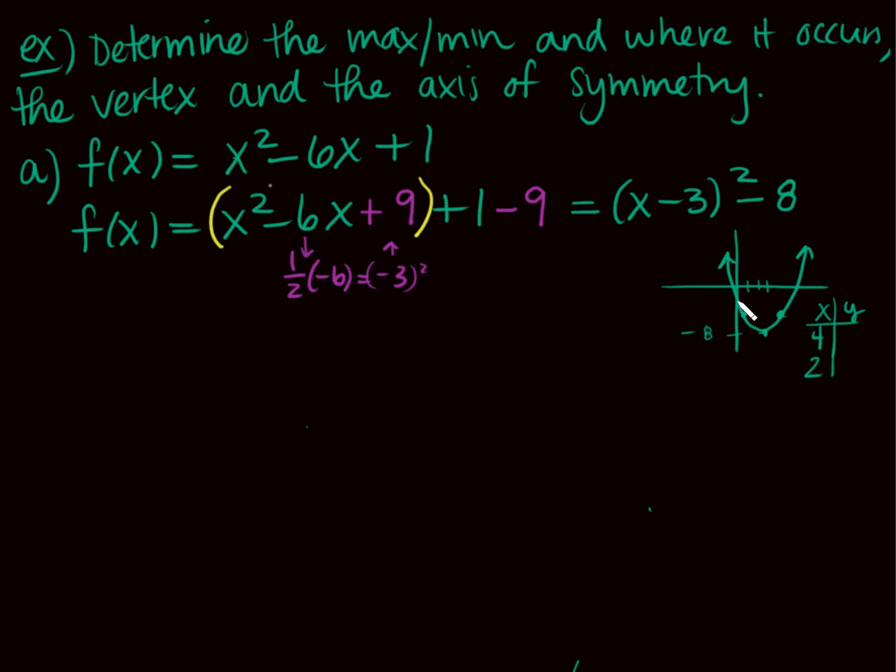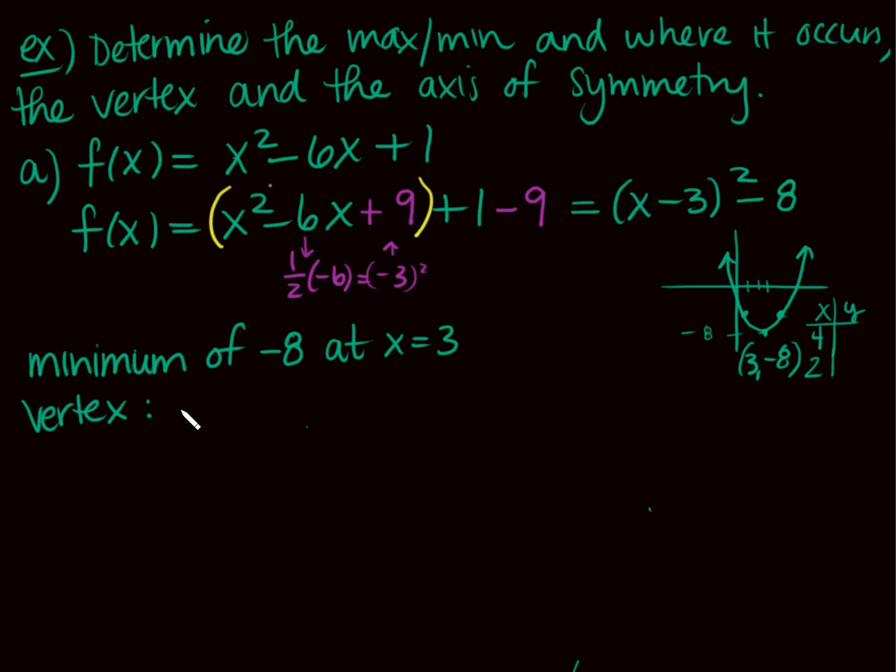Because now when I look at this, I can see right away that I have a minimum. So what is my minimum? Well, my vertex is (3, -8). My minimum is always, what is my minimum function value? What is my minimum y value at x equals 3? So there's my minimum. My vertex, that's pretty easy to do. My vertex is just (3, -8), that's a point. And my axis of symmetry, or AOS on the math street.